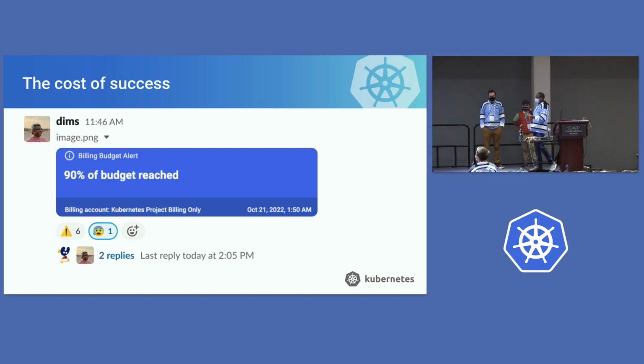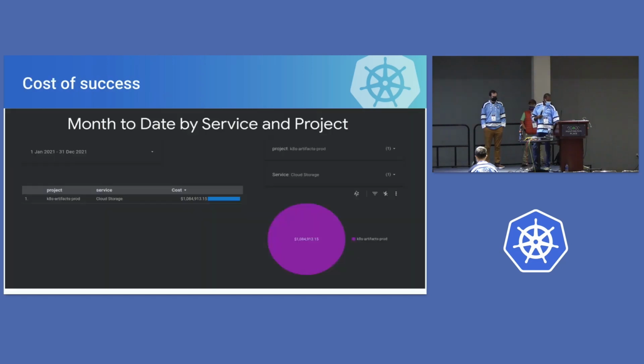So this is an alert we got on October 21. So this is last week, and we already spent 90% of the monthly budget on the infrastructure because of the container registry. And we get an alert, I think, 10 days before the end of the month. So we are already over budget monthly because we serve the container registry for everyone consuming it.